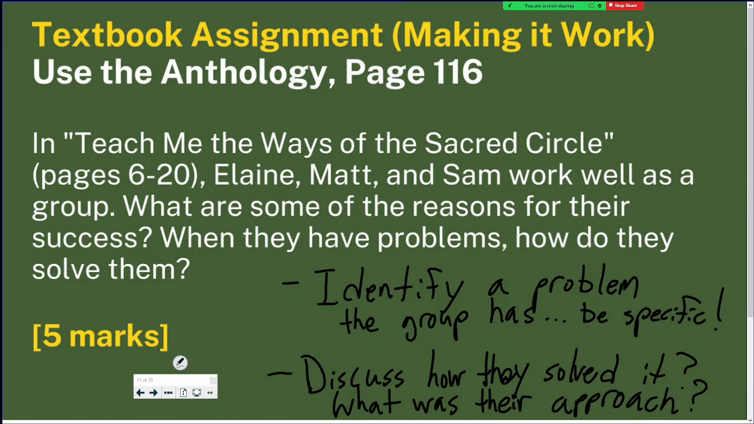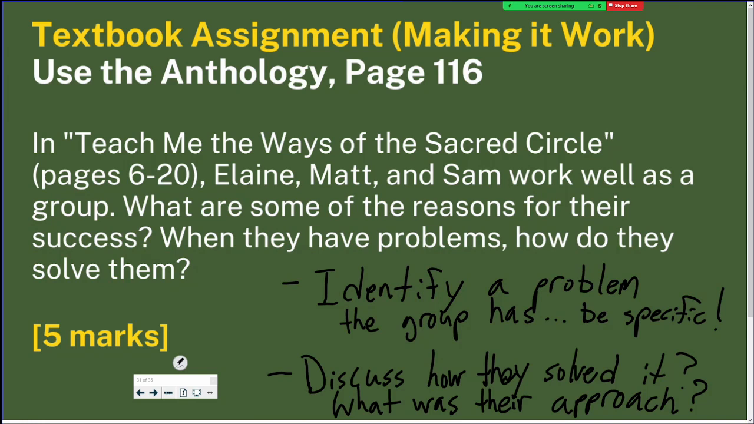You have to go back and skim through that selection and identify at least one problem the group has and be as specific as possible, right? And then discuss how they solve it, and then what's their approach, right?